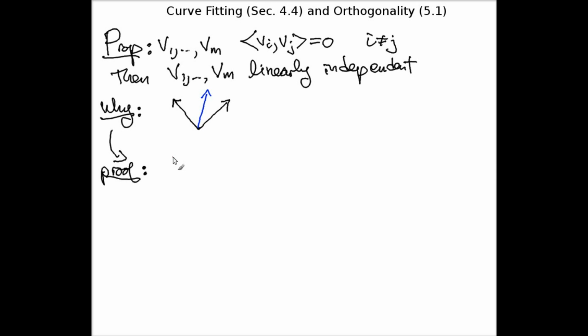What does linear independence mean? Linear independence means that if you have a linear combination of these vectors which adds up to 0, then the only way you can do that is if all of the c_i's are equal to 0. Well, how do you prove that? Suppose you had some combination of these vectors which was 0. What's its length?